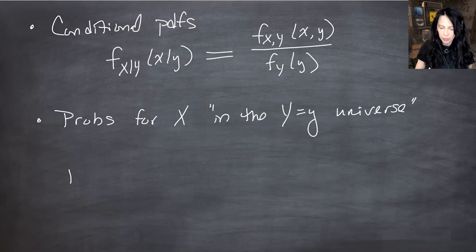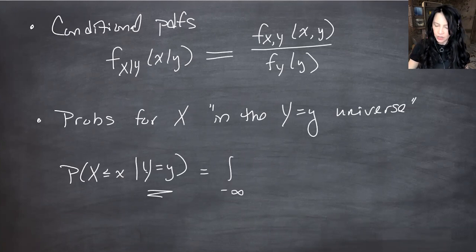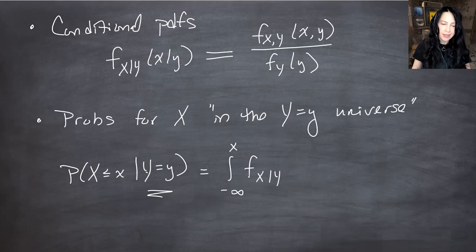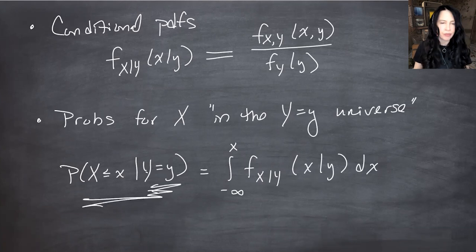So for example, if you want the probability that X is less than or equal to x given Y equals y, and we already talked about why this is okay, even though Y is continuous, the probability you're going to observe that exact value is 0, but once you've observed it, you have in fact observed it. This would be the integral from minus infinity to x of the PDF for X given Y. So you're still just going to integrate over x, and you can use a different letter if you want. But computing probabilities for X in the Y universe involves integrating the PDF for X with that conditional Y equals y coming along for the ride.